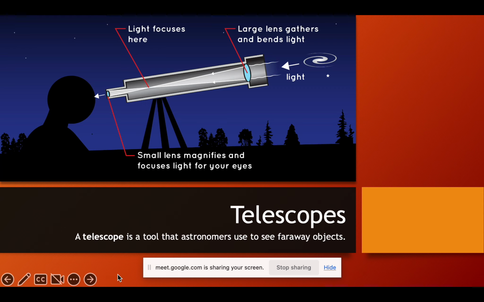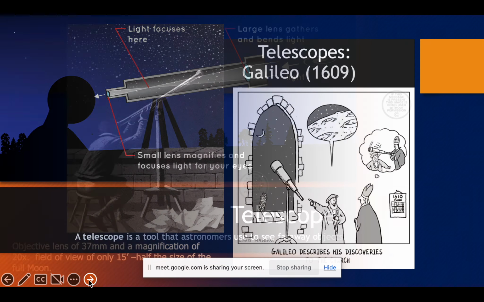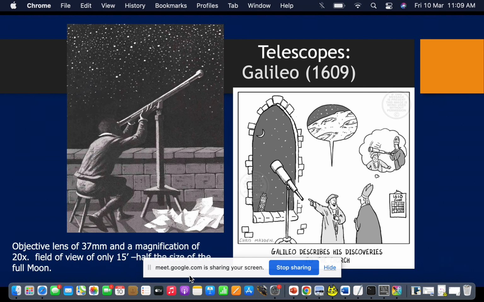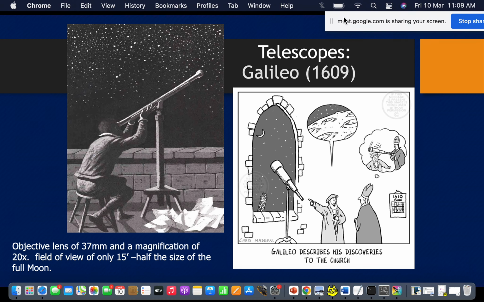And the first person to actually use telescopes to look at astronomical objects was Galileo. So here you have an image of Galileo looking up at the skies. This was a very small telescope. It has an objective lens of just 37 millimeters, 3.5 centimeters. It's a small telescope. But what Galileo observed with it was so revolutionary that it actually got him into trouble. You can see an image over here of the church not being very happy with what Galileo discovered.